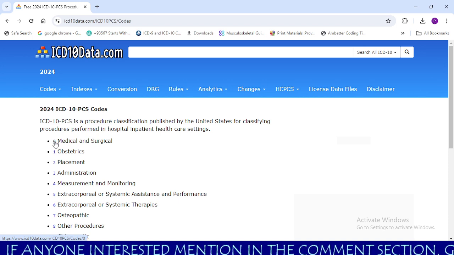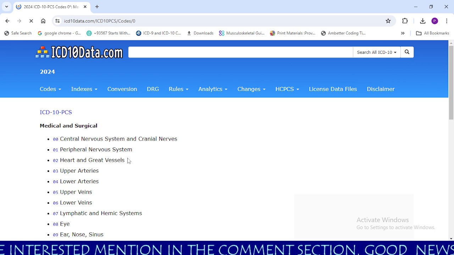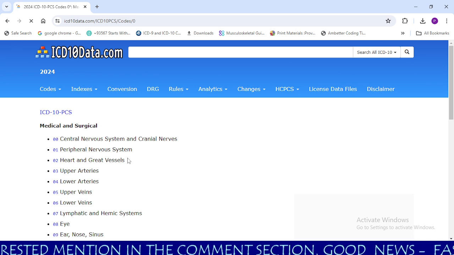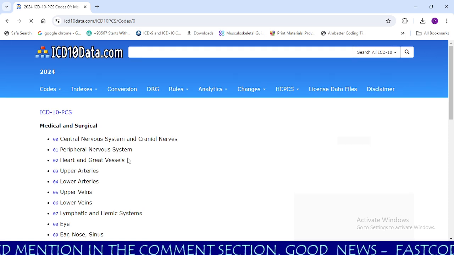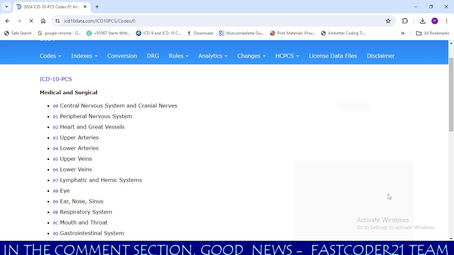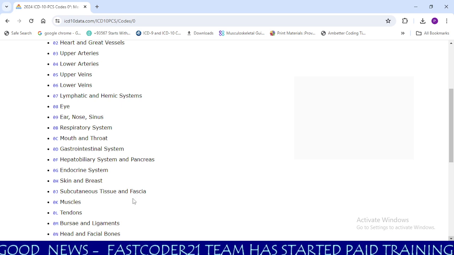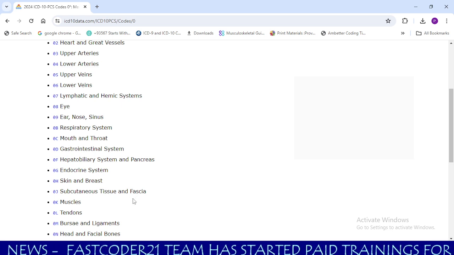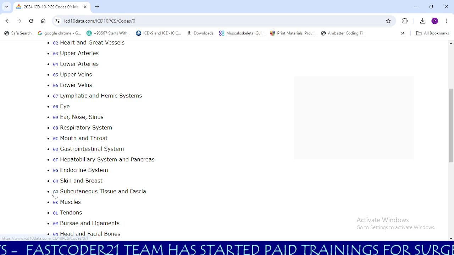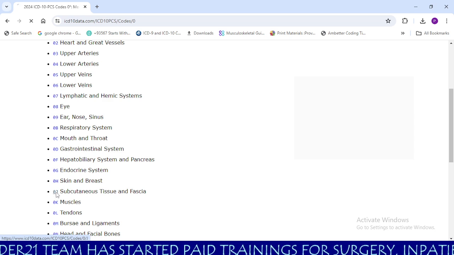insertion of a pacemaker, so it will come under Medical and Surgical. So here we need to select this one. Next, this will come under J. So what is this one? Based on our documentation, the physician has inserted the pacemaker pocket in the subcutaneous tissue and fascia. So here we need to select 0J.